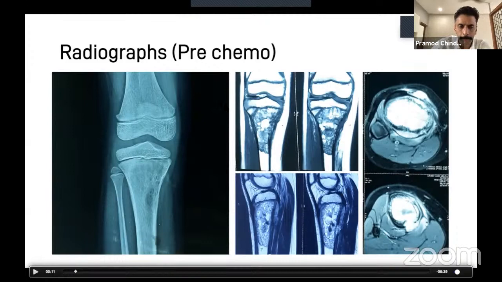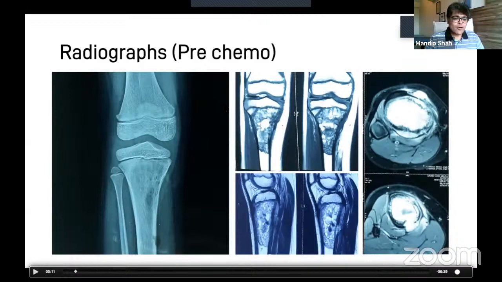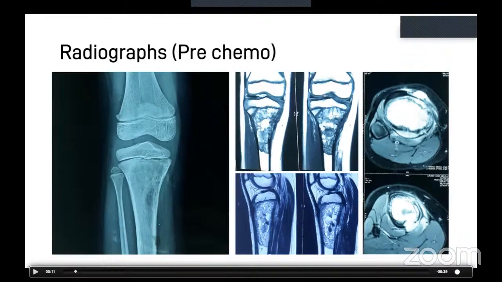Any thoughts on the reconstruction part at this age, a 10-year-old boy with a standard non-metastatic case in the proximal tibia? We all thought, I think everyone will say that this is a straightforward osteoarticular proximal tibia resection. But now Dr. Wong is around and he might have a different opinion. He might be wanting to stay with the joint.